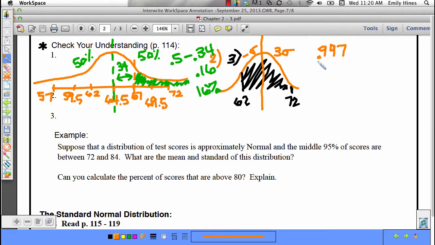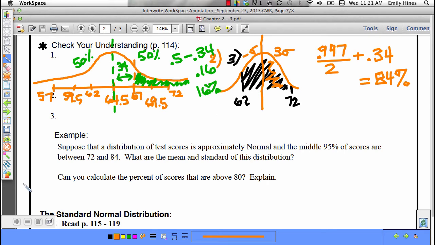And I know that I can divide that by 2 and I would get this area right here. And I already know from what we talked about earlier that from the mean to one standard deviation is 0.34 because it would be 68% divided by 2. So if I add these up, I should get approximately 84% of girls have heights between 62 inches and 72 inches.